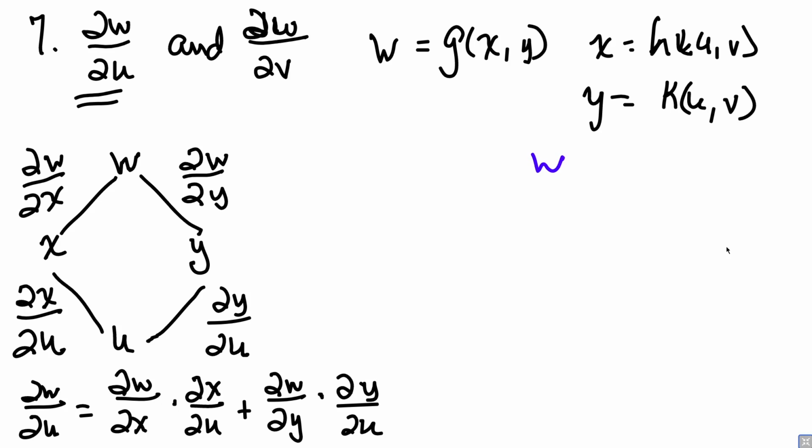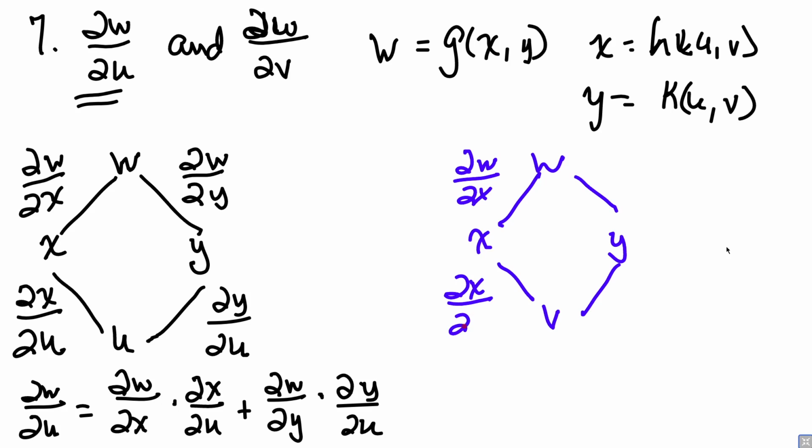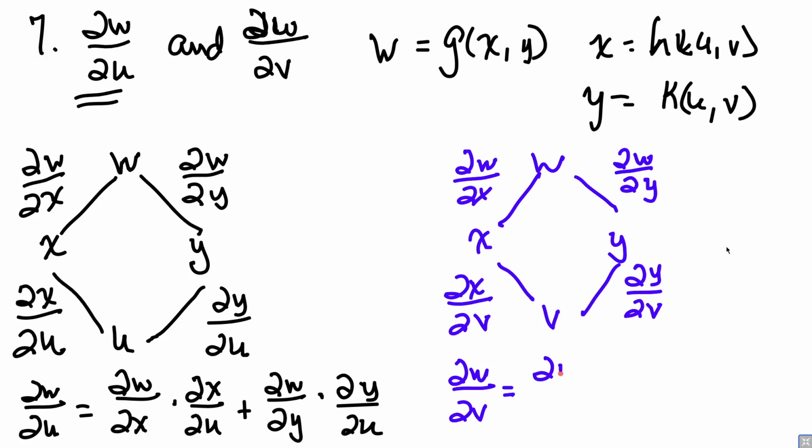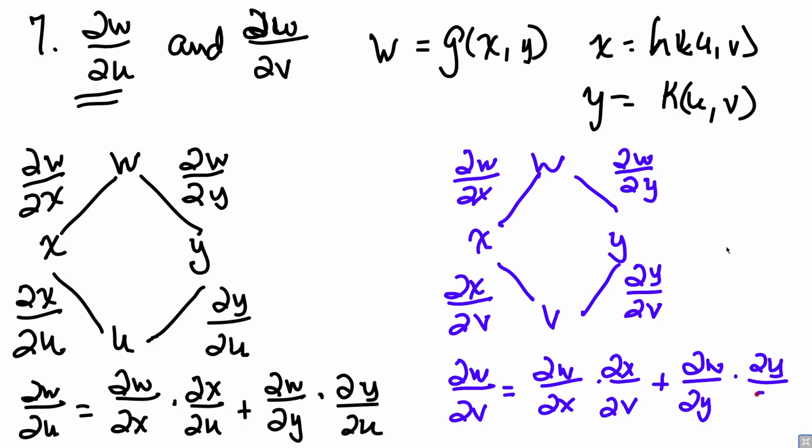So we're going to start off at the top with w, x and y will be in the middle, and v at the bottom. So if we connect, we're going to end up with the partial of w in respect to x, and we're going to have the partial of x in respect to v. On the other side, we're going to have a partial of w in respect to y, and then we're going to do the partial of y in respect to v. So the partial of w in respect to v is going to be equal to the partial of w in respect to x times the partial of x in respect to v plus partial of w in respect to y times the partial of y in respect to v.